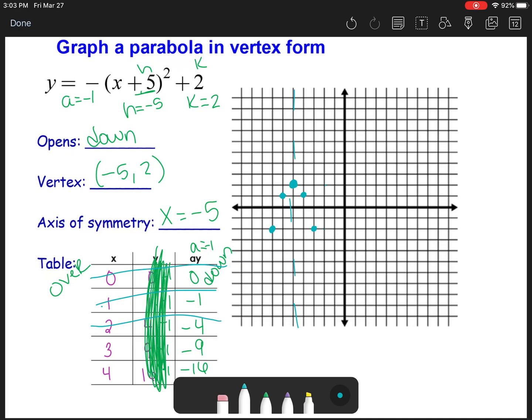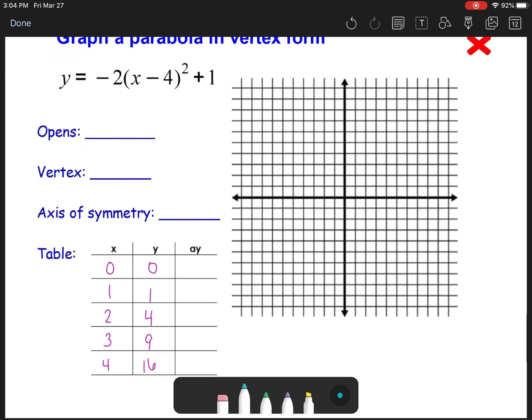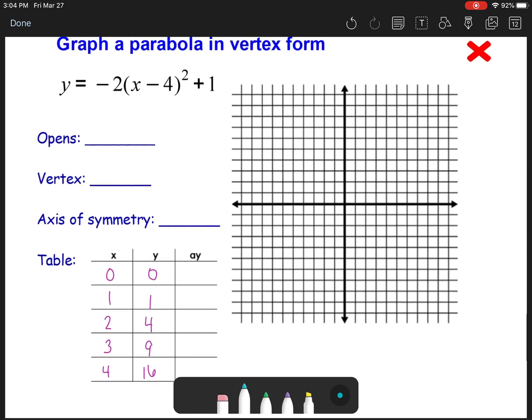So now we're going to go over 3 and down 9. So 2, 4, 6, 8, 9. Here's my down 9, and then I do the same on the left side. Over 4, down 16. Well, that's not going to quite fit on our graph, so I will connect my points. And here is our parabola. We're going to look at one more example. Again, it'd be a good idea to pause and see if you can do this for yourself.